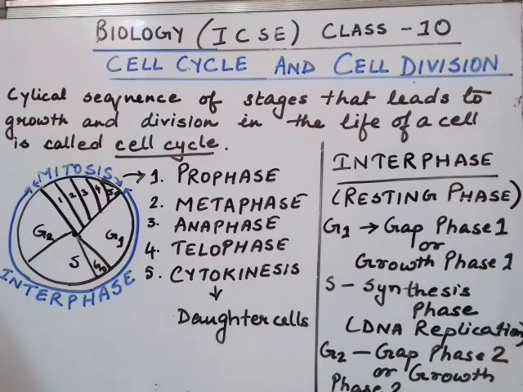And DNA is a building block. A chromosome, which divides to produce daughter cells, does so because of DNA. So DNA is the main content of the chromosome. So S phase is the most important phase in the interphase, leading to DNA replication, and after S phase, that is the synthesis phase, we go to gap phase 2 or growth phase 2.